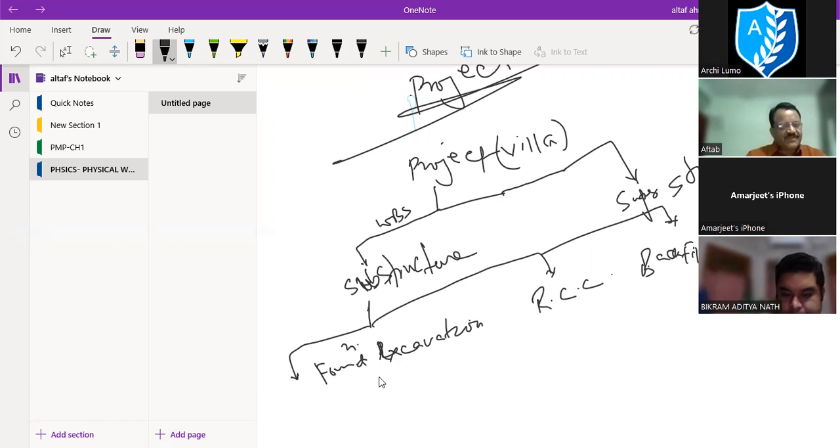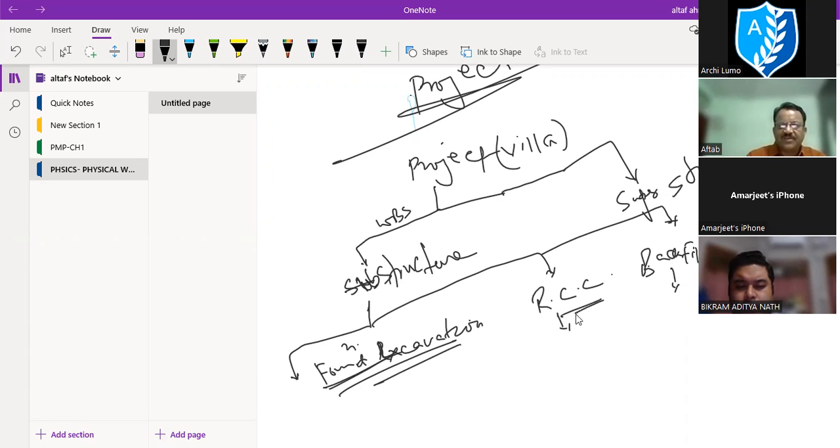You can divide this substructure into foundation excavation. Definitely you have to excavate it. Other things are also there, I will explain. And this RCC part is for footings or raft foundation or pile foundation, whatever; here it's a villa, so isolated footing only. And then after the footing is completed, we backfill. So this substructure can be divided into foundation excavation, foundation RCC, and foundation backfilling.